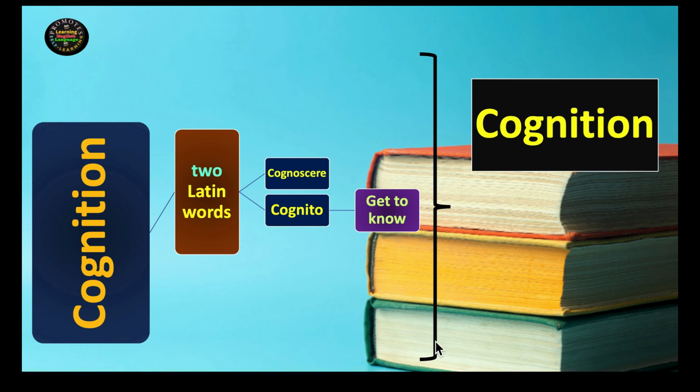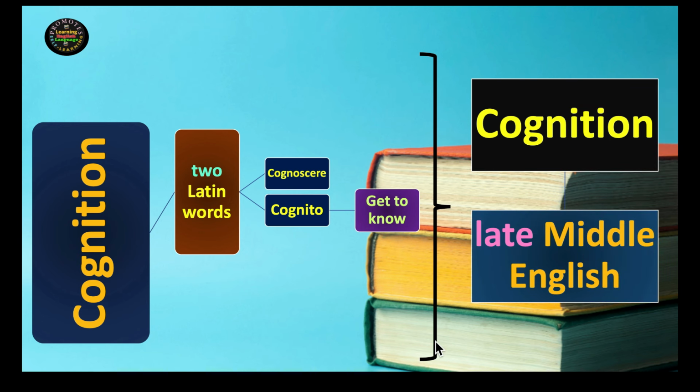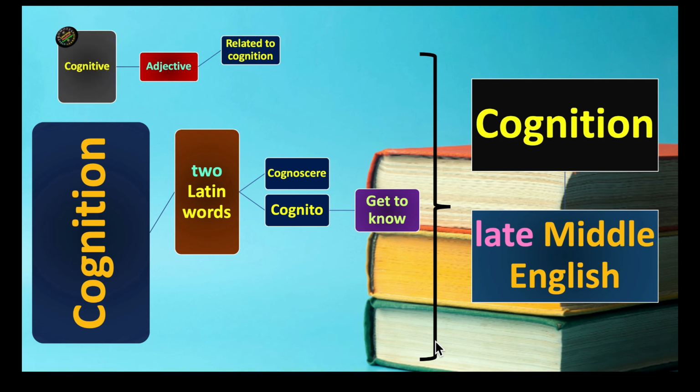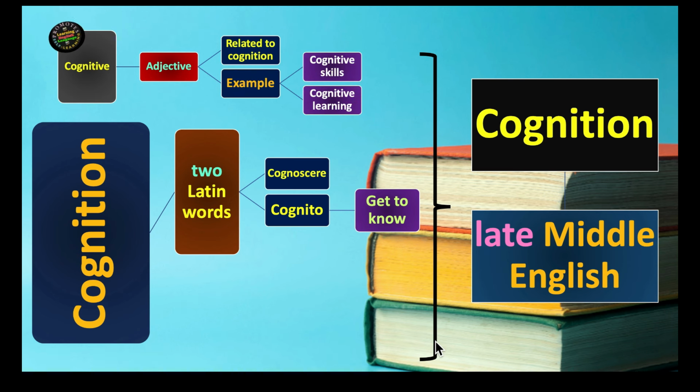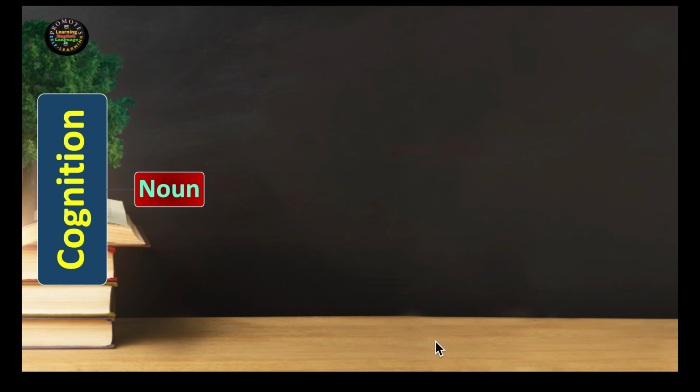In fact, the word cognition started being used from late Middle English, which has come from the Latin origin, and cognitive is the adjective form of the word cognition, and of course related to cognition. We can say, for example, cognitive skills, cognitive learning, cognitive theory, and so on. So in a number of ways we can use the term, particularly the adjective, cognitive. Now let's talk about the word cognition. Cognition, and of course it's a noun.